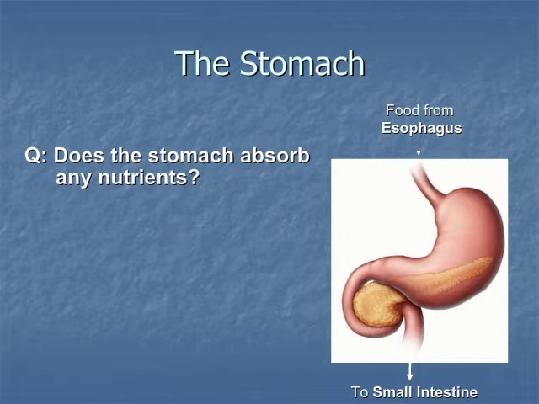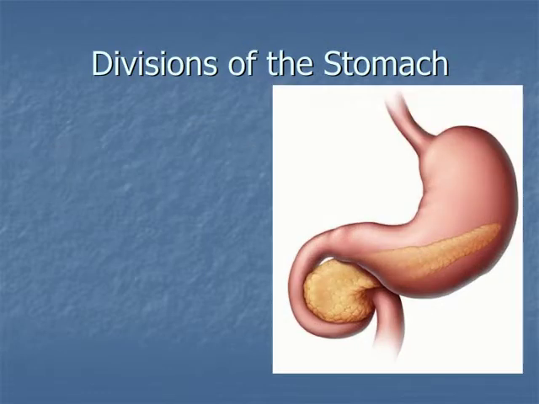And so as a result, most macromolecules are not absorbed across the stomach mucosa, but they will be absorbed across the intestinal mucosa. So now that we've learned a little bit about the function of the stomach, let's take a look at the major anatomical divisions of the stomach.